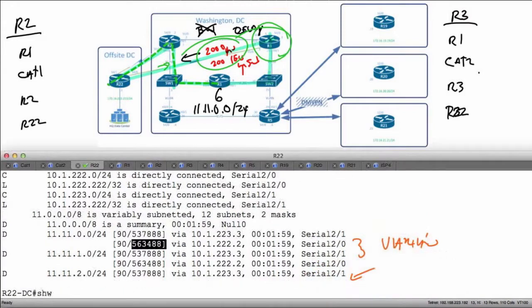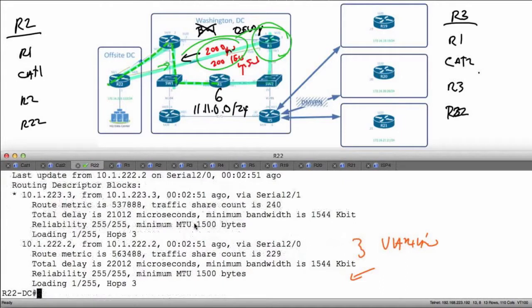So what we'll do is I'm going to type show IP route, and I want to look at 11.0.0.0/24, and what we're going to see here is I want to look at my share count. Notice it's going to send 240 packets versus 229 packets. So the one that is going to be the faster, or the one that's going to be the best, is going to actually carry more traffic per second than the one that is less. I'm sorry, the one that is less attractive, so the one that actually has a higher metric.